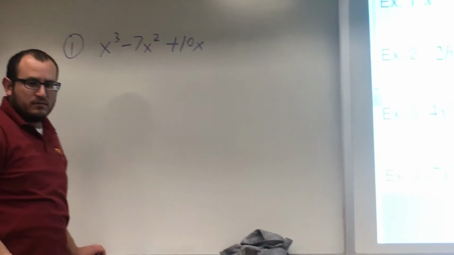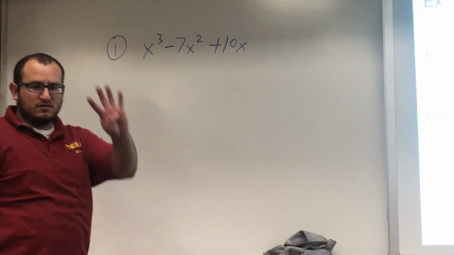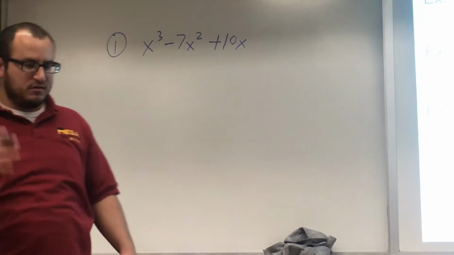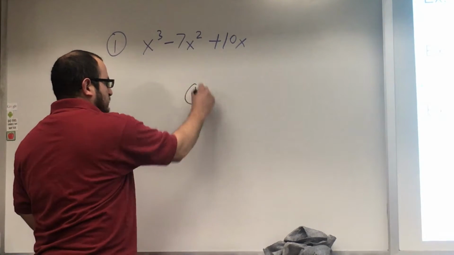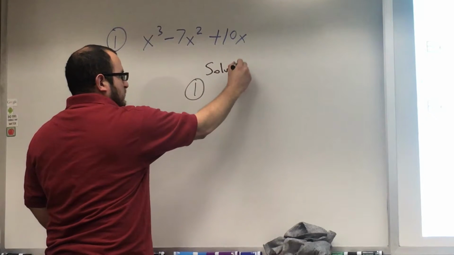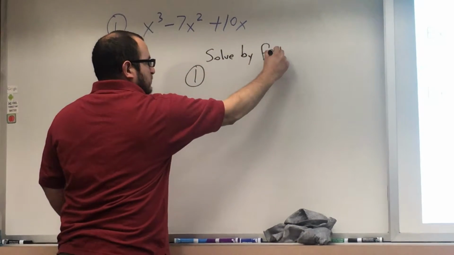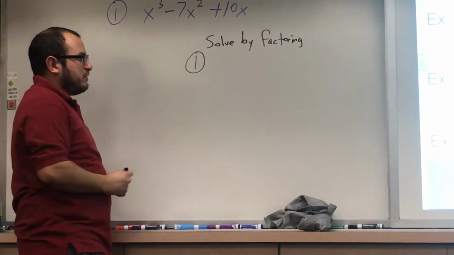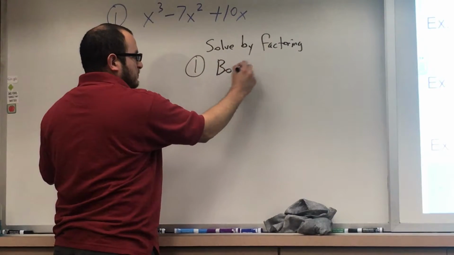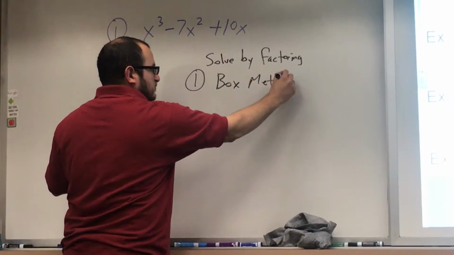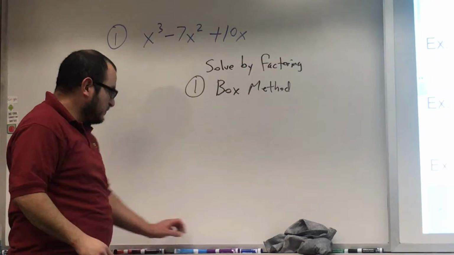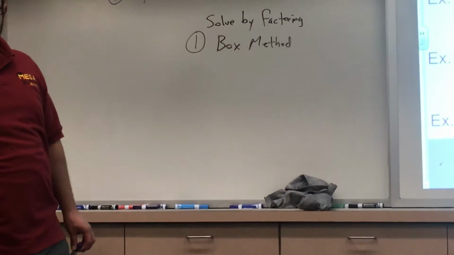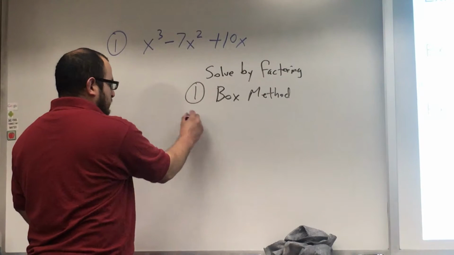Okay. Before I get there, I'm going to go ahead and list the 4 methods that you have to keep in the back of your head and do process of elimination. First one is box method. Again, if you could factor it using box method, go ahead and do box method. If not, do number 2.